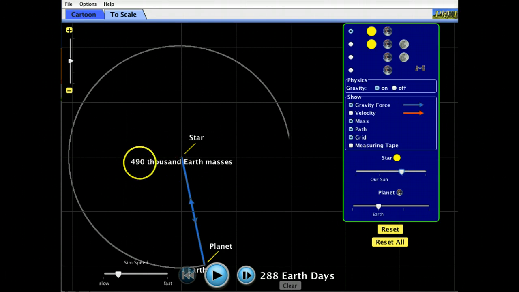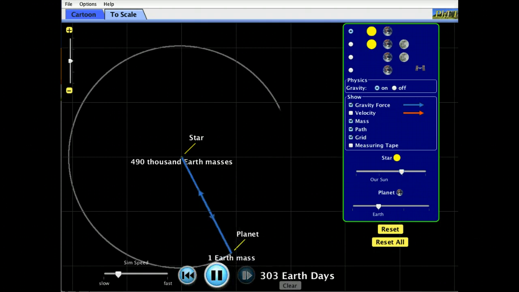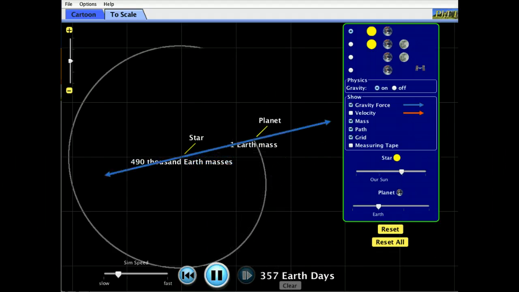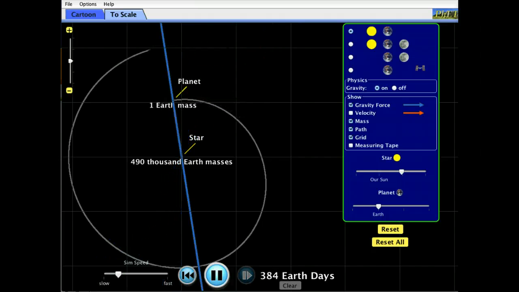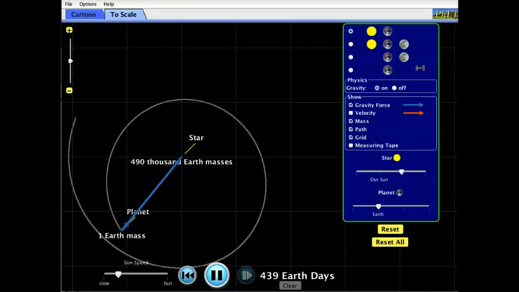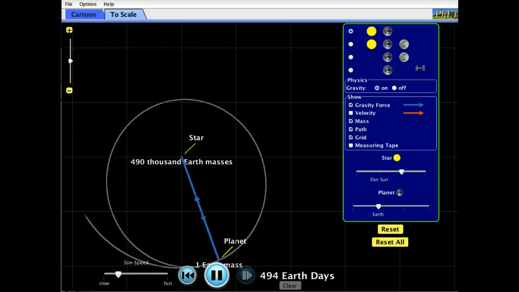So now the sun is 490,000 Earth masses. The Earth is still one. So we have one mass of the Earth. The sun is now 490,000 times more mass. We're going to start that, and we're asking ourselves what happens to the orbit. So a couple of questions. How many days does it take to make one revolution?